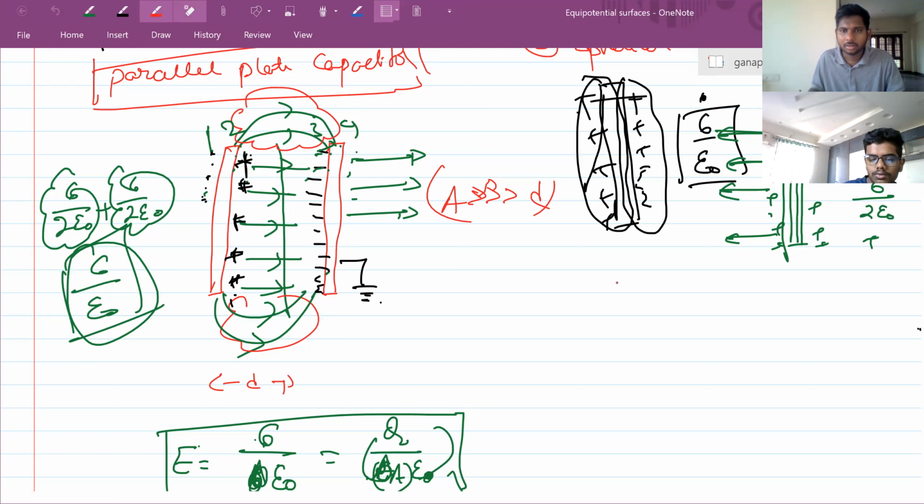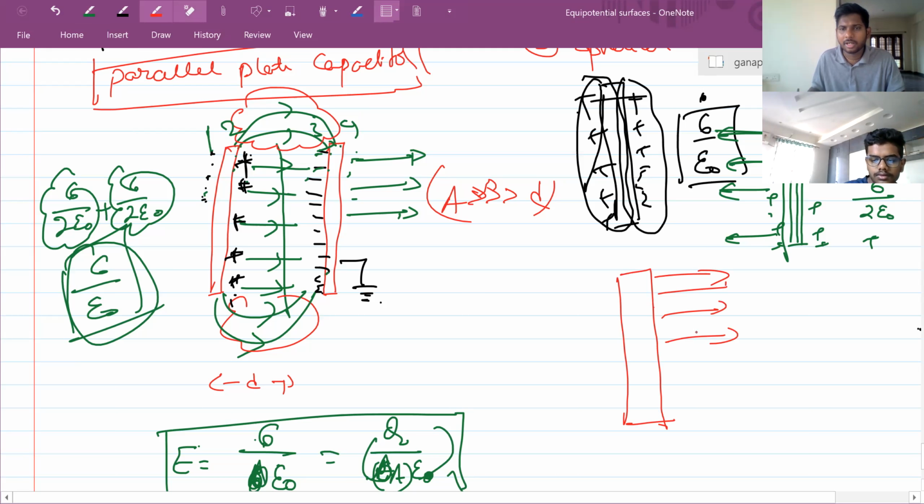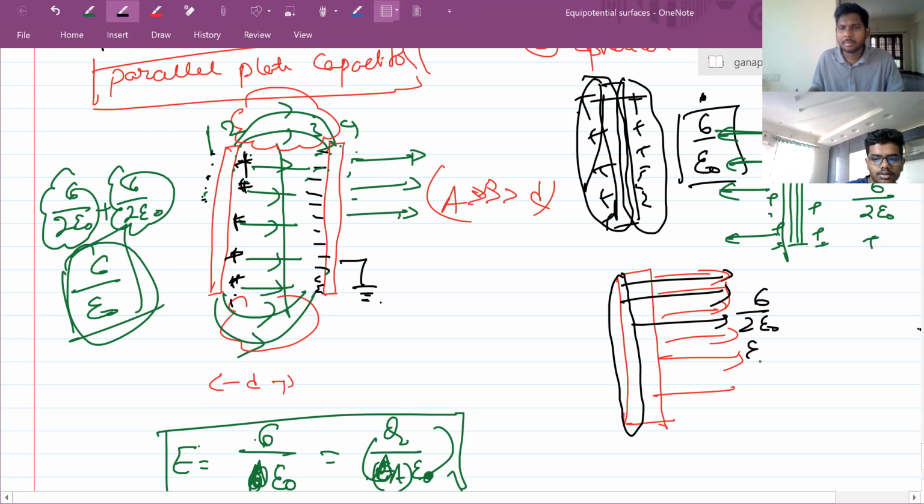Due to one plate, sigma by 2 epsilon naught. Due to this plate, red lines I'm drawing, there will be sigma by 2 epsilon naught here. Due to this plate, again they will be flowing like this. That is also sigma by 2 epsilon naught.